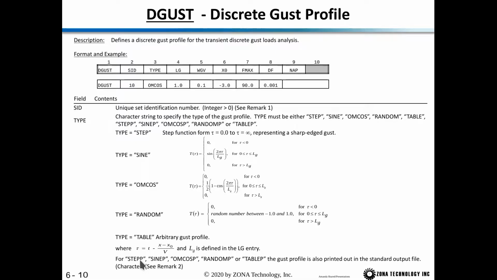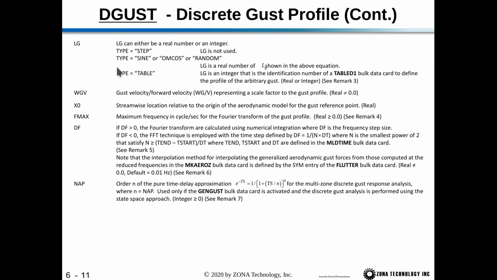And now for the P option, when you append the P to the type name, the gust profile is printed out on the standard output file. Next, we have the LG field. So for type step, LG is not used. For sine, 1 minus cosine, and random, LG is a real number, LG, which is shown in the equation.